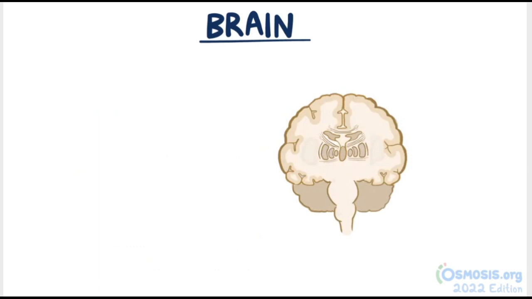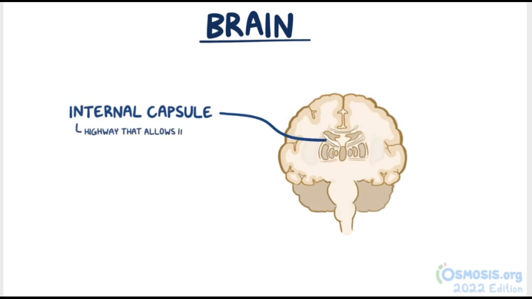Within the white matter, there are deeper structures that are subcortical, or below the cortex, like the internal capsule, which is like a highway that allows information to flow through neurons that are going to and from the cerebral cortex.